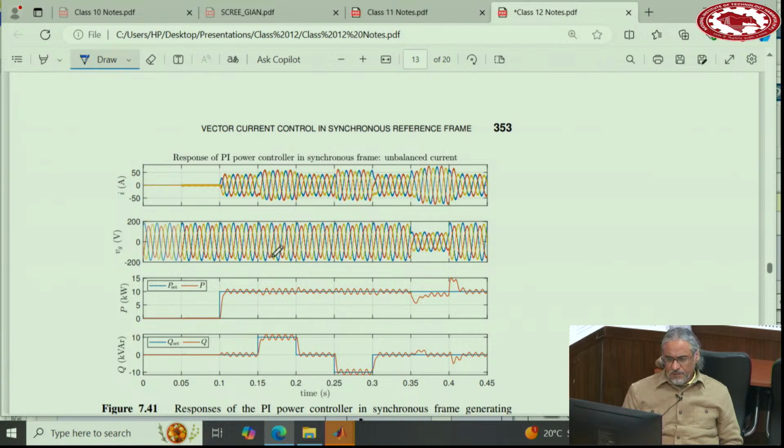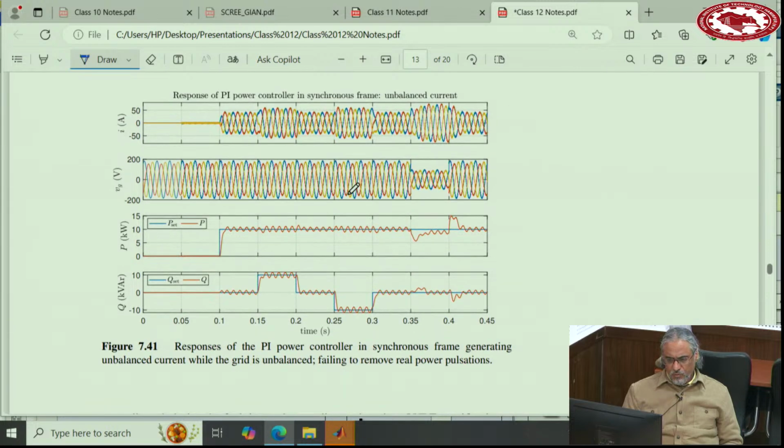Now, here, this simulation says the grid voltage is unbalanced and the current is also made unbalanced in order to remove the real power pulsation. But it does not remove it. I forgot the reason why, but I will find out. If you know, tell me.